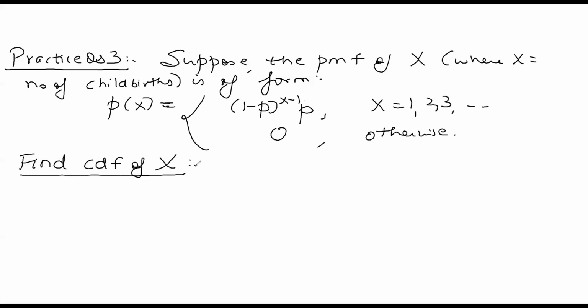So x here denotes the number of childbirths, and number of childbirths has to be an integer. You can't have 1.5 child born or 2.5 child born. Obviously, it has to be integers, okay, and 0 otherwise. So now, how will we find? So look at the solution.